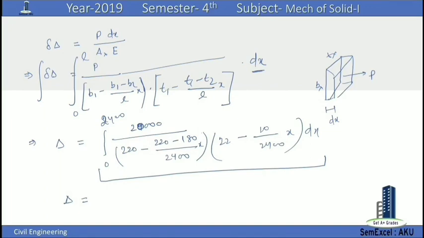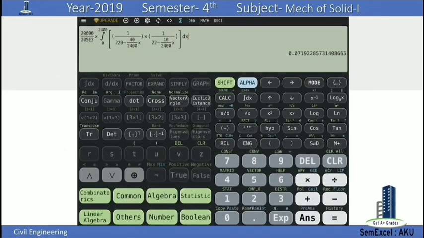In calculator we have a function of integration, so we will just use calculator. Here I have solved for you. I have put all the load value P, value of E, and all Bx and Ax and dx. We are getting 0.0719 mm. So delta is equal to 0.0719 millimeter. This will be the answer.